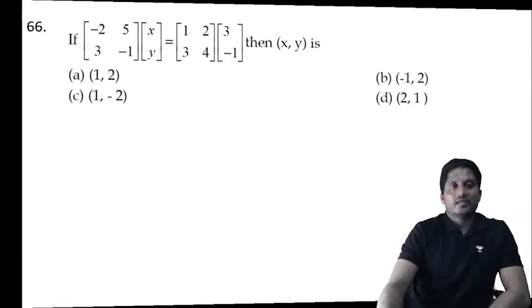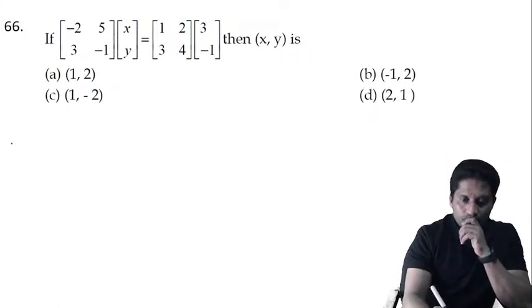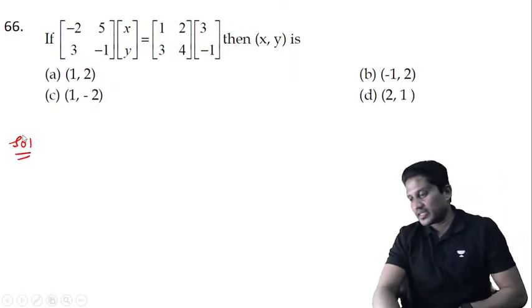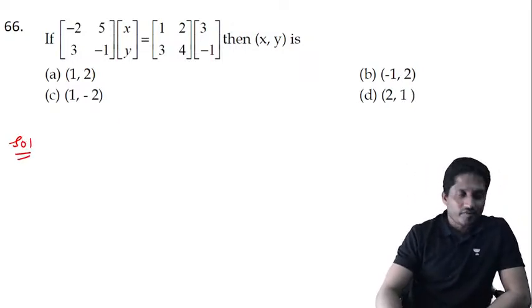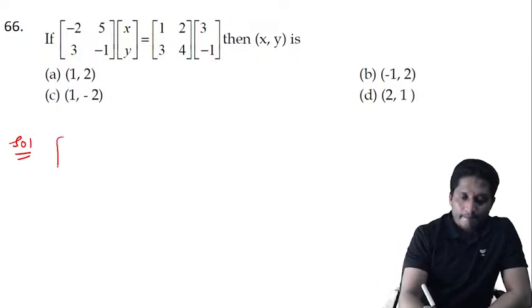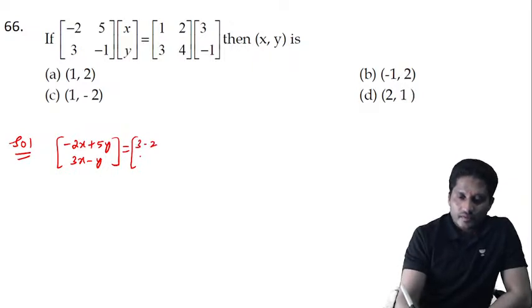Okay, question number 66. If I multiply this, first row, first column, you get minus 2x plus 5y. First row, second column, second row, first column, you get 3x minus y, is equal to 3 minus 2, and then you get 9 minus 4. If I equate, you get minus 2x plus 5y is equal to 1. So this is 3 minus 2, 1, and 5 only.